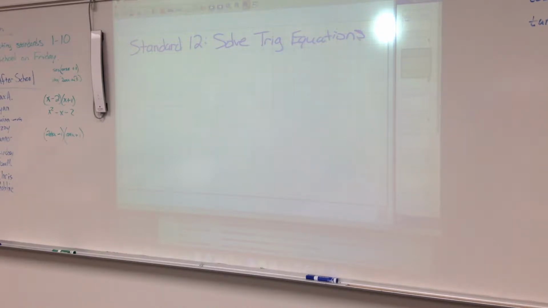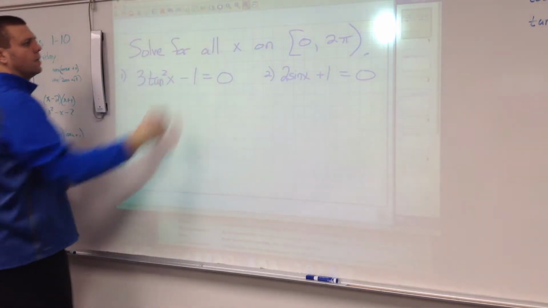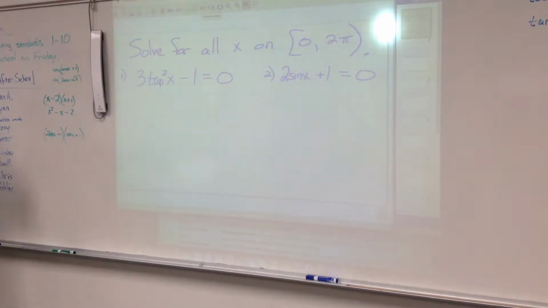Alright, standard 12, very simply solving trig equations. If you're good with all your trig values, this is actually really easy. If you've done your time test, or have any understanding of solving equations in general, this is pretty straightforward. I'll do a few examples with you.